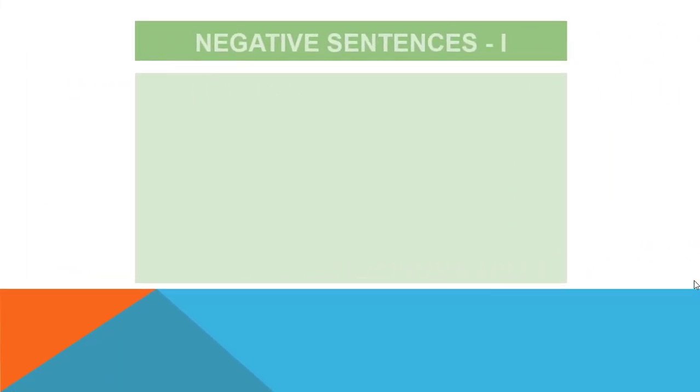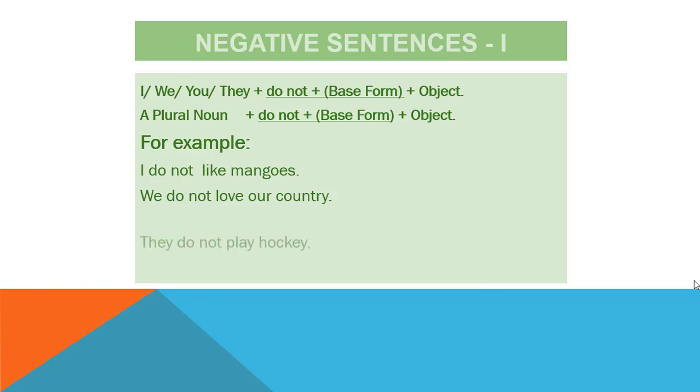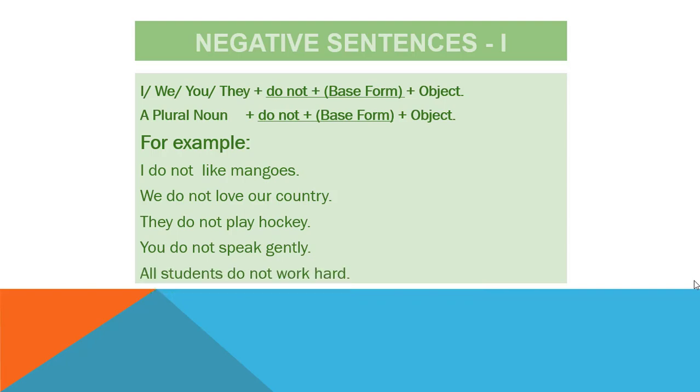Now let's move to make negative sentences. In negative sentences, first we use subject plus do not plus base form plus object. A plural noun plus do not plus base form plus object. For example, I do not like mangoes. We do not love our country. They do not play hockey. You do not speak gently. All students do not work hard.